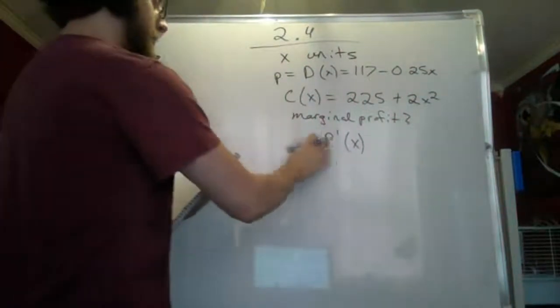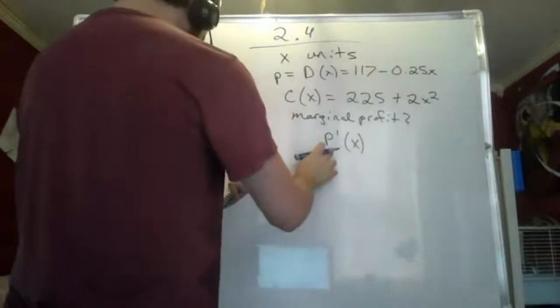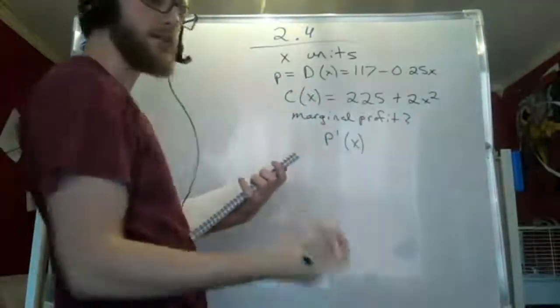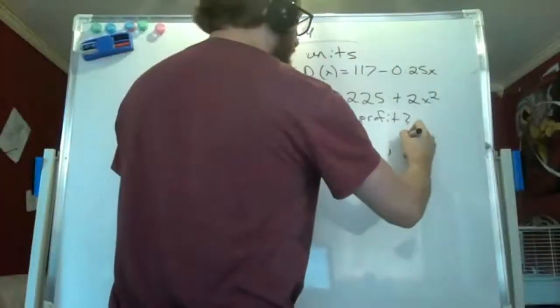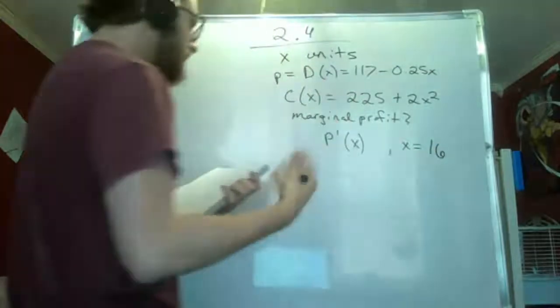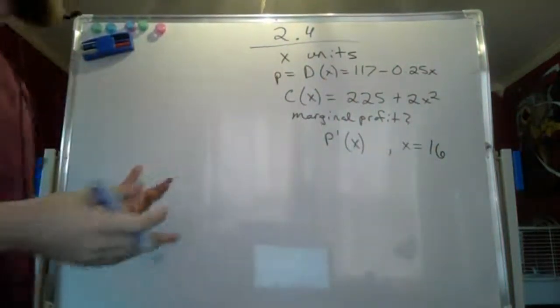And this is a capital P, not a little p like up here. This is P for profit. So it's the marginal profit for selling 16 units. So we're looking for where X equals 16. Okay, well now we have all the parts written down and we're ready to work through this.